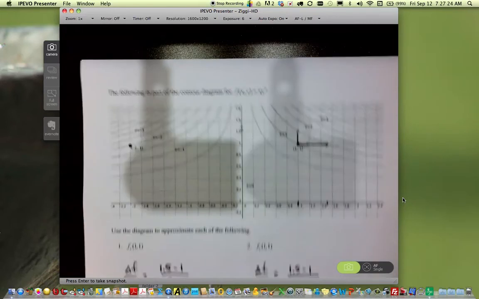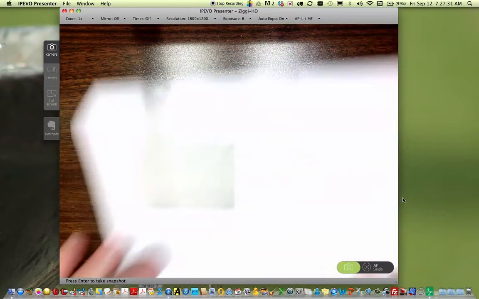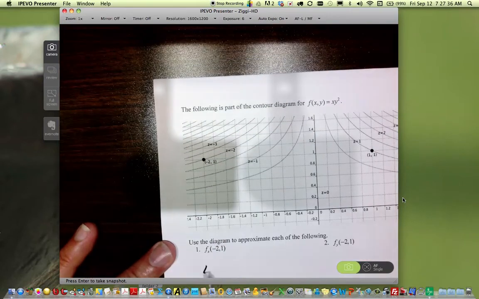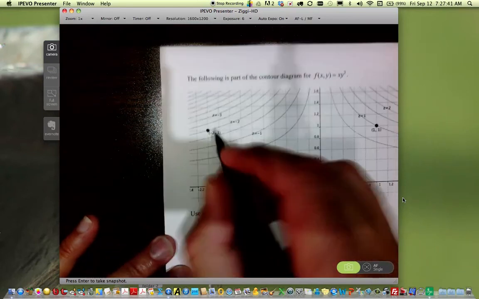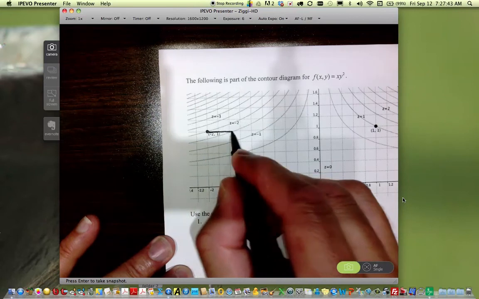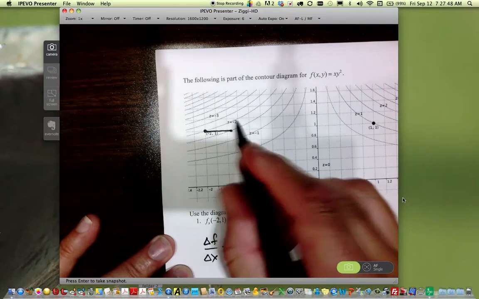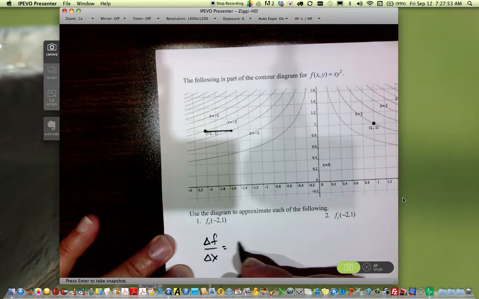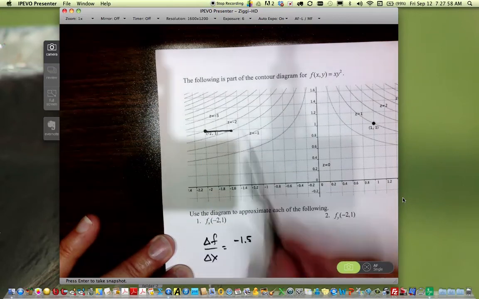So that's at the point (1, 1), and then on the next page we want to approximate the derivative at this other point. We're going to take the same process: change in the function divided by the change in x. So we're going to be moving from this point to this point. The change in the function: this is z equals -2, this is z equals -1, so this must be z equals -1.5. And then the value of the function here is -2.